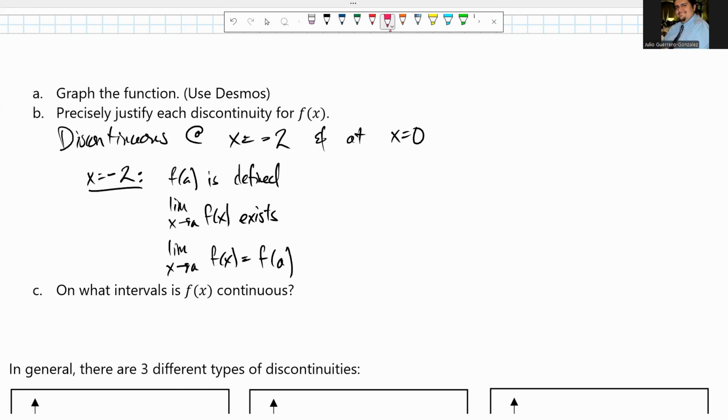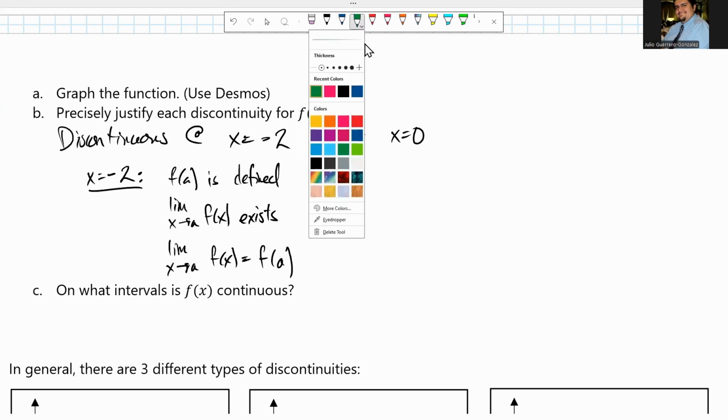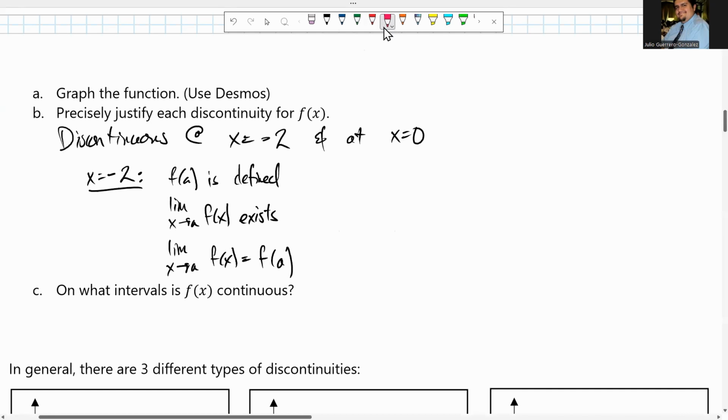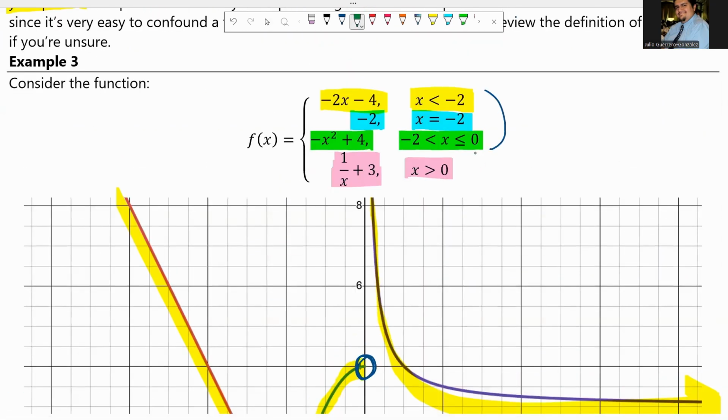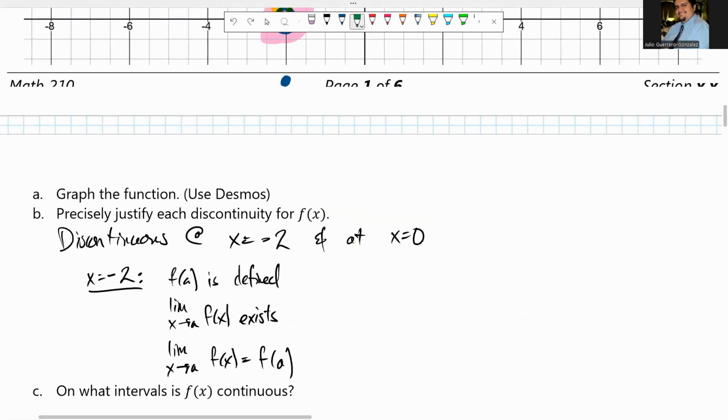I'm going to go ahead and write our answers in green or red so that we can keep track of what's yes and what's no. So according to my definition, at -2, f(a) is defined. That's this bit. So we can go ahead and say that f(a), in this case f(-2), is equal to -2. So this one checks out.